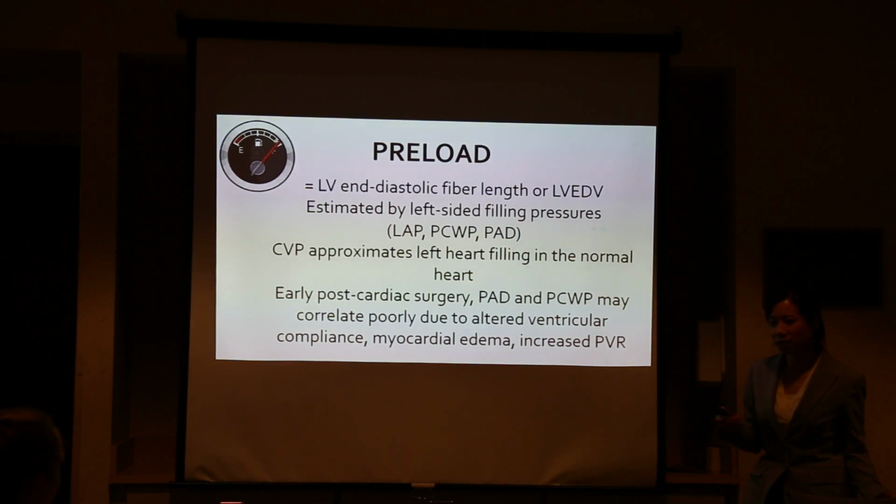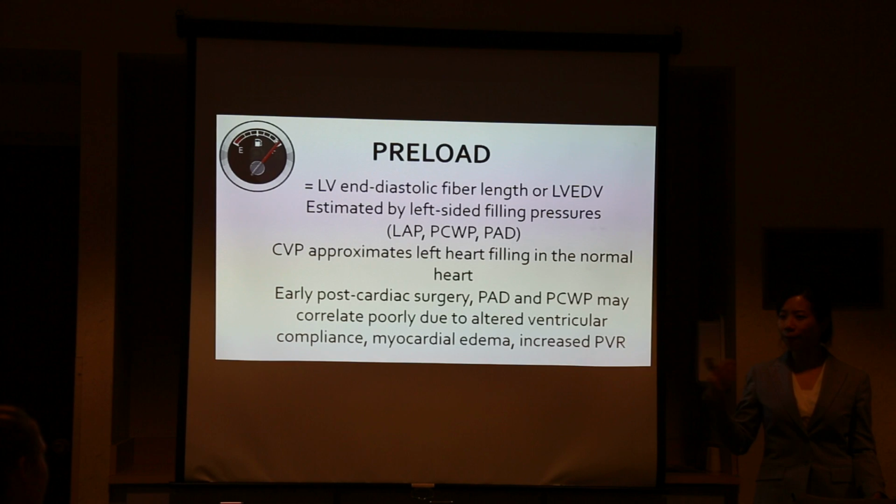LVEDV you could estimate by echo, but it's not practical to have someone in the ICU sitting there saying, okay, that's good volume, not really too much blood. So we use our Swan to estimate the pressure, and that tells you about where your preload is. If you have a Swan, the best way is a wedge. We don't wedge here, most places don't, because there are risks to it. So we use our PA diastolic as a filling pressure.